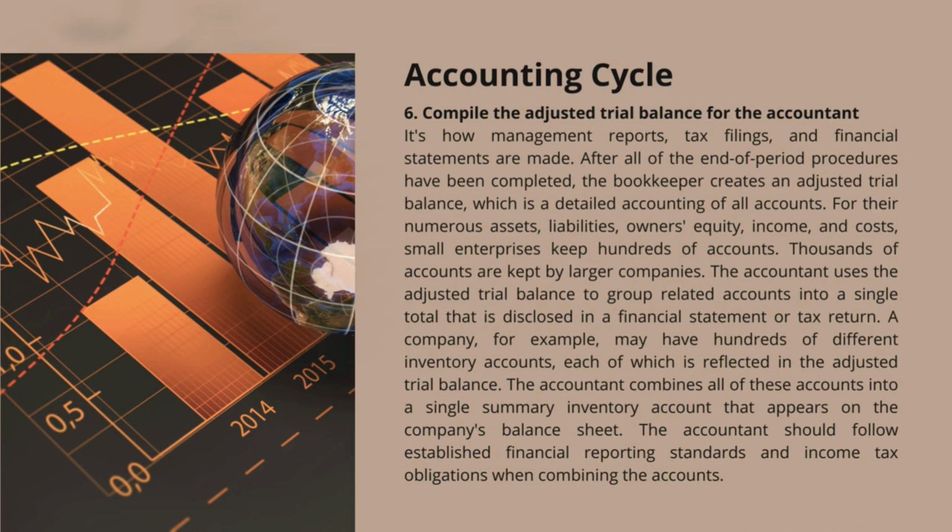The accountant uses the adjusted trial balance to group related accounts into a single total that is disclosed in a financial statement or tax return. A company, for example, may have hundreds of different inventory accounts, each of which is reflected in the adjusted trial balance. The accountant combines all of these accounts into a single summary inventory account that appears on the company's balance sheet. The accountant should follow established financial reporting standards and income tax obligations when combining the accounts.